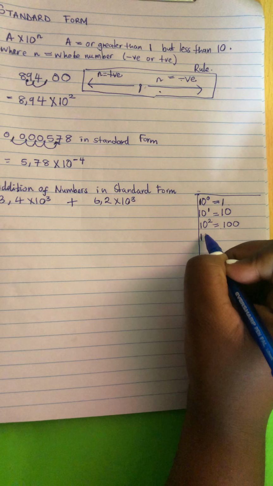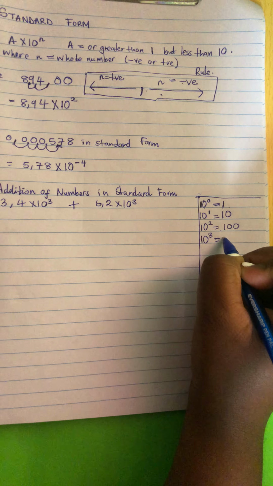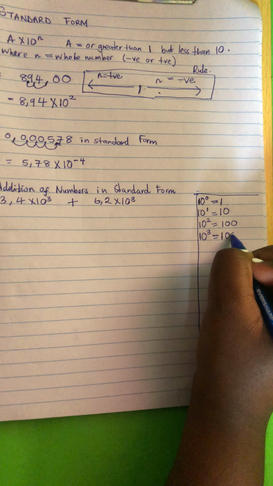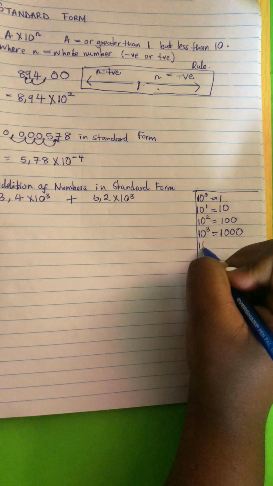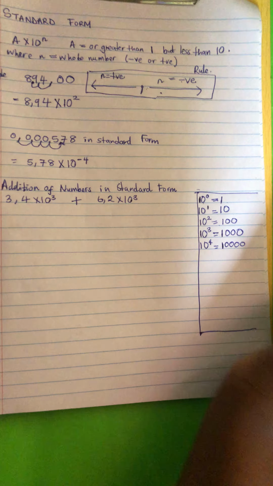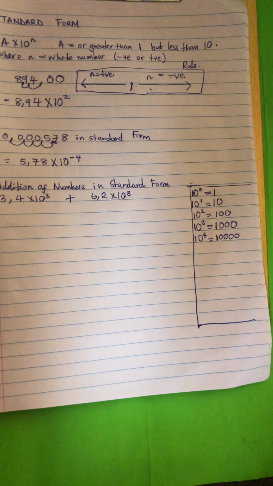So for 10 to the power of 3, we write 1 and n is equal to 3, meaning we are going to add 3 zeros. 10 to the power of 4 is equal to 1, then we add 4 zeros to make it 10,000. So that is our trick.